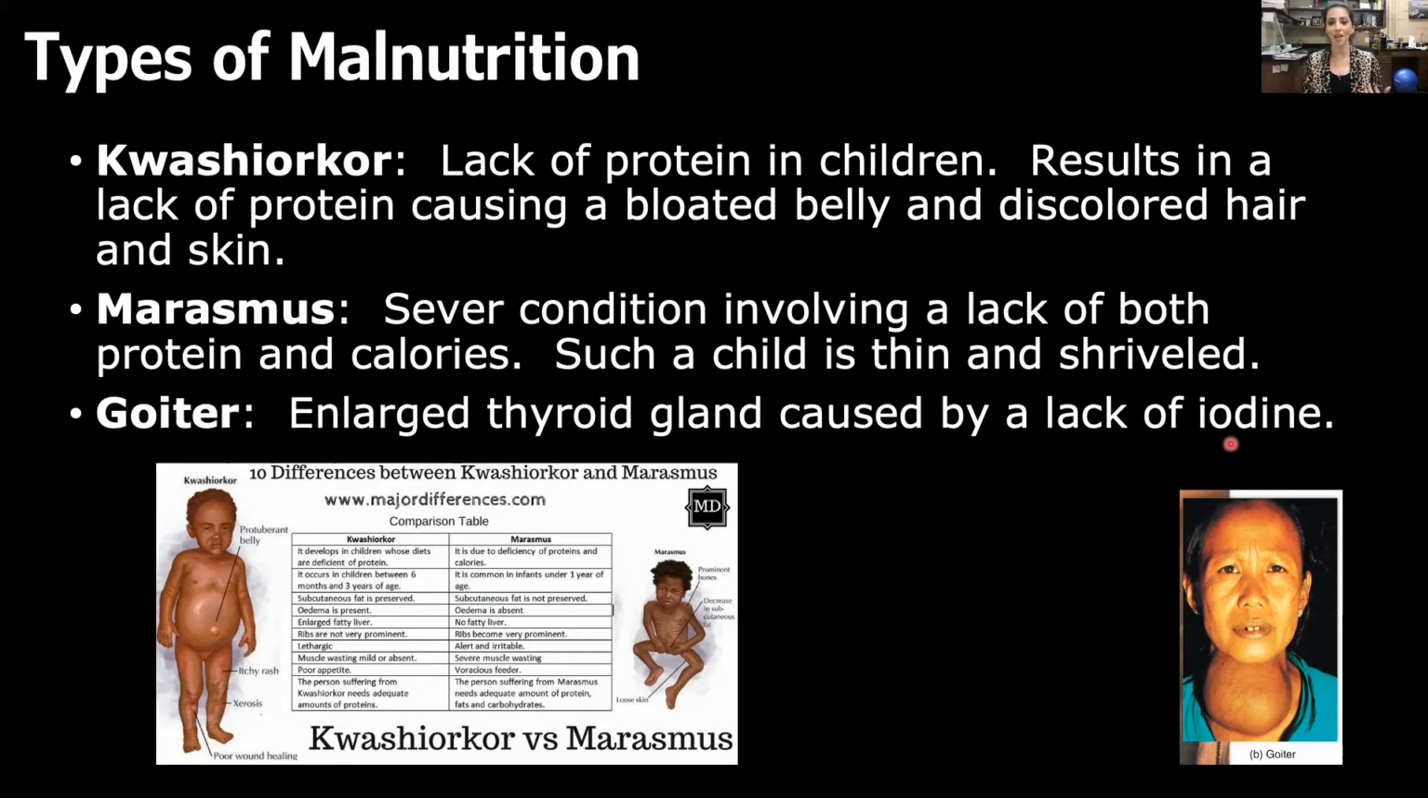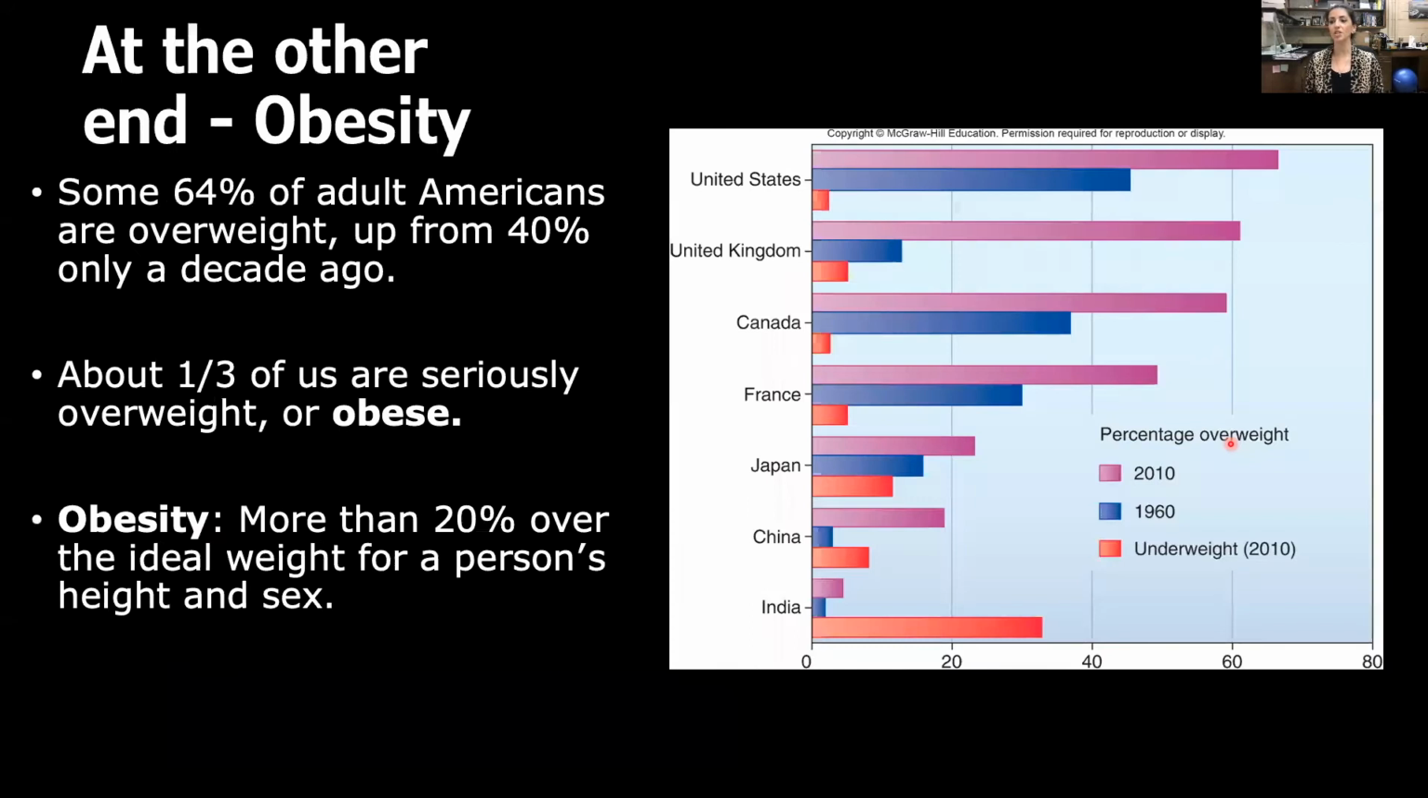We can go to the other end of the spectrum, which is obesity. Some 64% of Americans are overweight. That is up from 40% only a decade ago. Think about that. That is massive scales of obesity just here in the United States. About 1/3 of us are seriously overweight or obese. And obesity is more than 20% over the ideal weight for a person's height and sex.